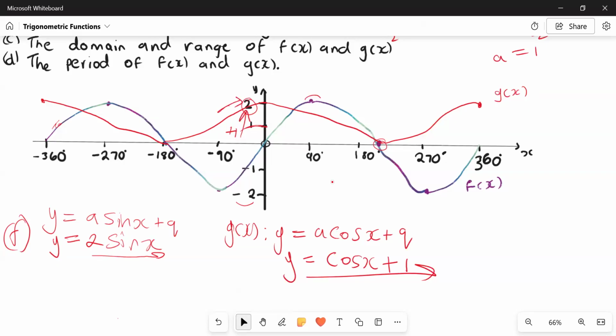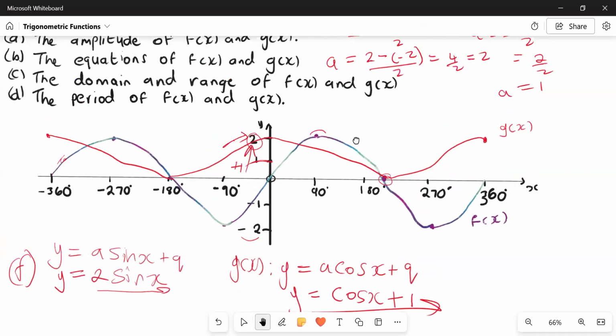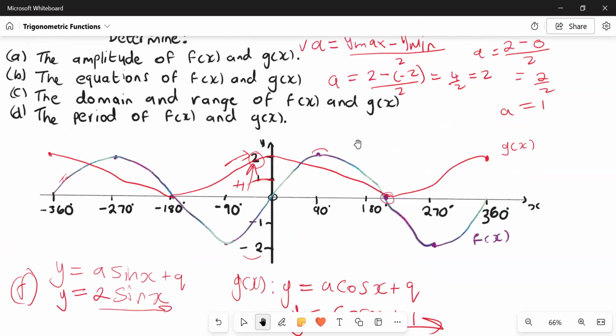Now, yeah, that's it. Now let's move to the domain. What is the domain of the graph? Of these graphs? The graph starts here and then it stops there. So we can say x is an element of negative 360 to 360. Done. That's the domain. This is our C.